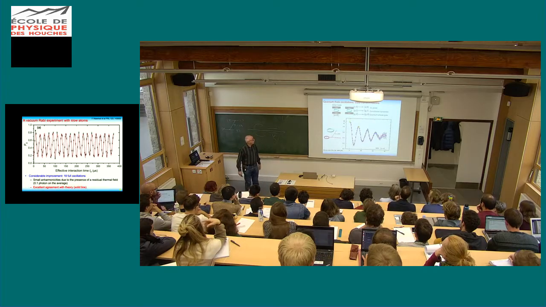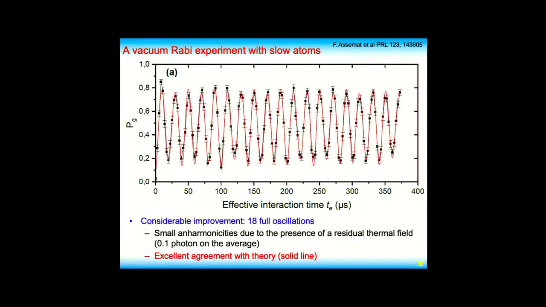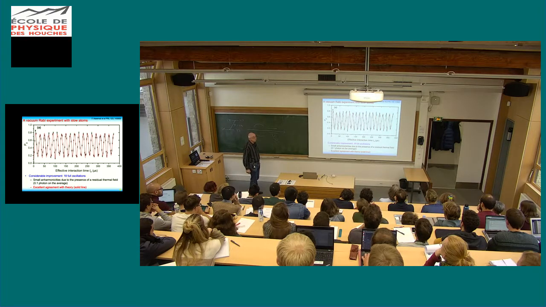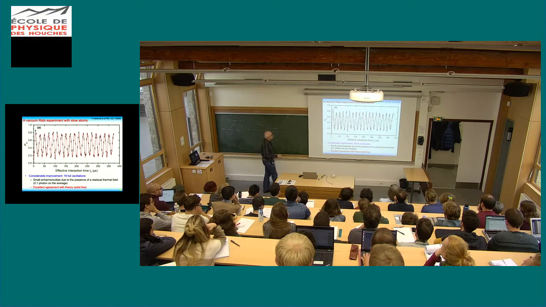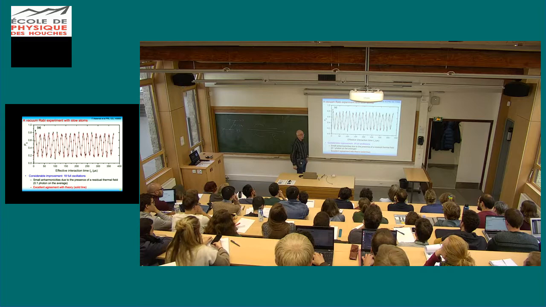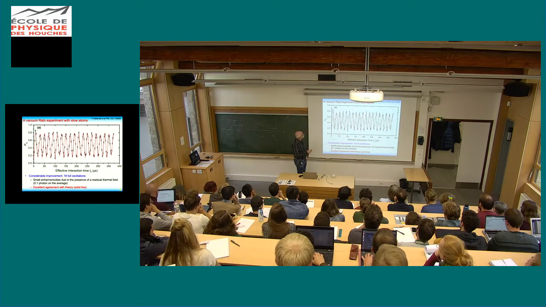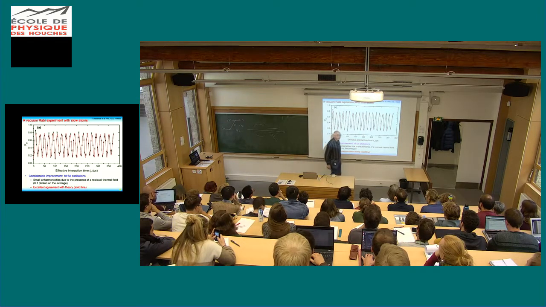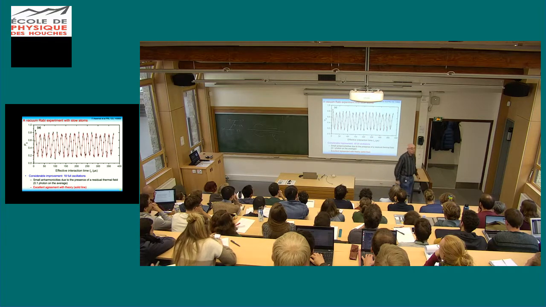And this is something that just appeared in Physical Review Letters in the last issue. This is a Rabi oscillation signal with slow atoms in the cavity, where you see 20 oscillations and no damping, and with statistical error bars, which are obviously constant. And those 20 oscillations do not damp. You see a small irregularity in the amplitude, but it's fully contained in the theory, and it's just that we have a small residual thermal field in the cavity.